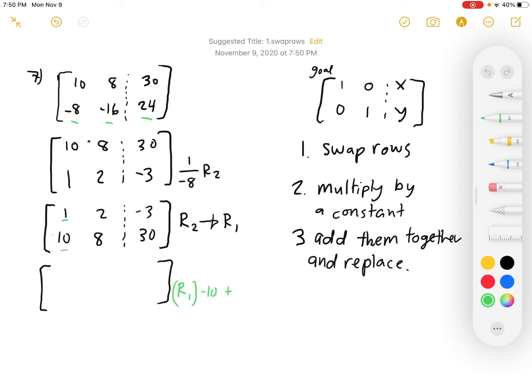Then we're going to add it to R2. And all this will replace R2. So let's go ahead and do that. So this will become -10, -20, and +30. All right, let's add them together and see what we get. So -10 plus 10, that'll become 0. -20 plus 8, that becomes -12. And 30 plus 30, that'll be 60. Okay, that's looking promising. As always, you only replace one row at a time, so this will just go back to how it was.